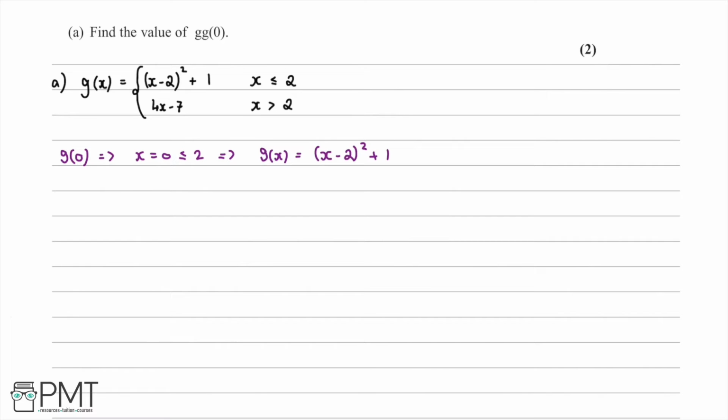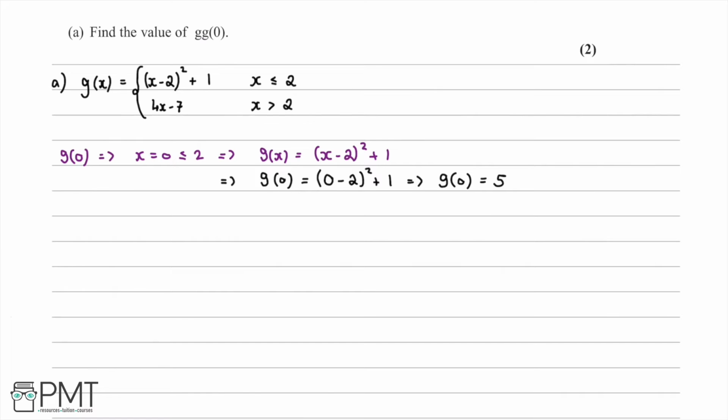So then what we can do is then say that for g of 0, this is going to be equal to, we substitute in 0 for x, so it's going to be (0 minus 2), and we put brackets around that and square and add 1, and then this comes out as 0 minus 2 is minus 2, squaring that we get 4, and then we add 1, which is 5, so we have that g of 0 is equal to 5.